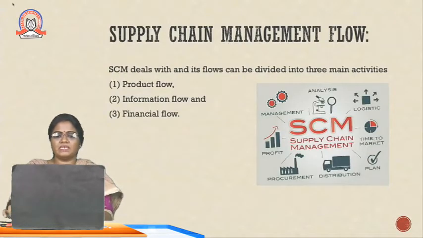So the supply chain flows are product flow, information flow and financial flow. In analyzing logistics, time to market, plan, distribution, procurement, profit management, supply chain management plays a major role.